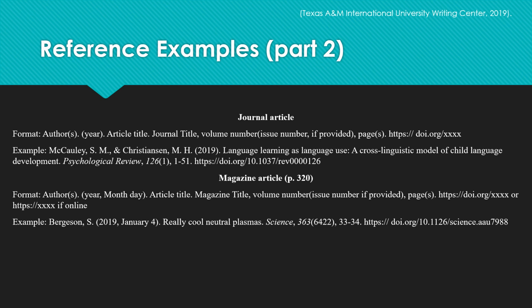For a magazine article, you can turn to page 320 in your APA manual, and there you would see that the format is the author, the year, and the month and day that it's published. That would be in parentheses. The article title in sentence case, the magazine title in title case with the volume number, the issue if provided in parentheses, the page range, and the DOI or URL if it's found online.